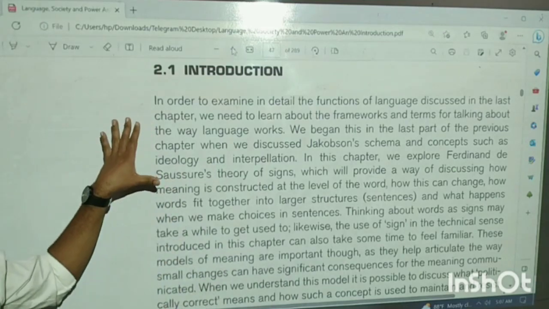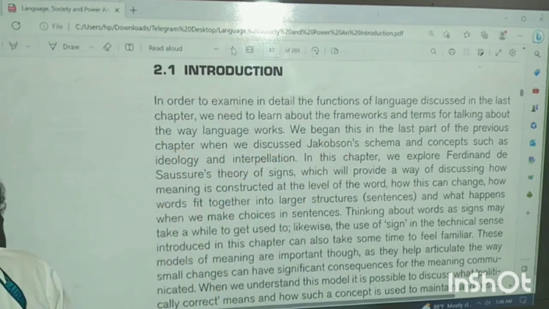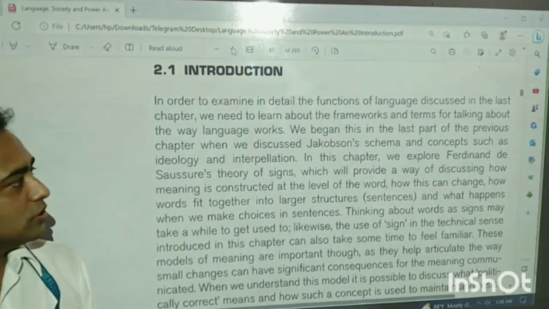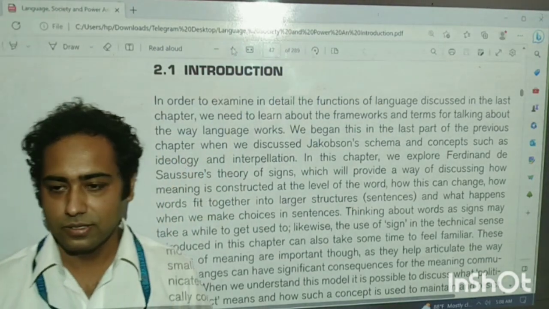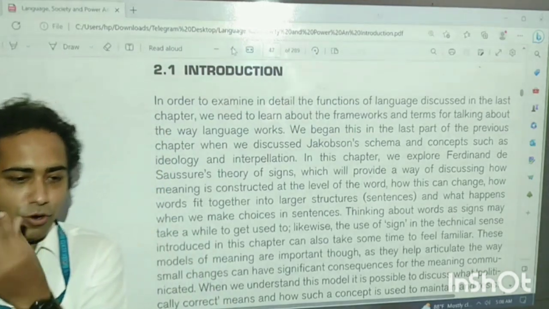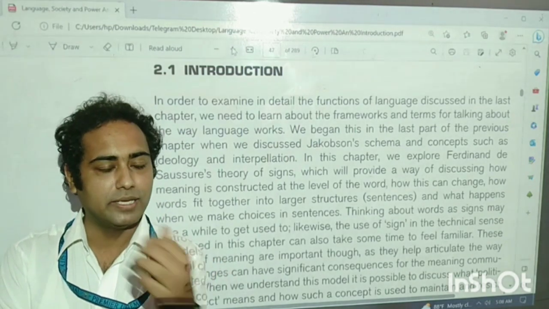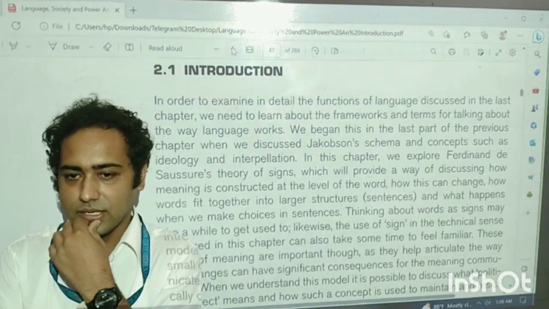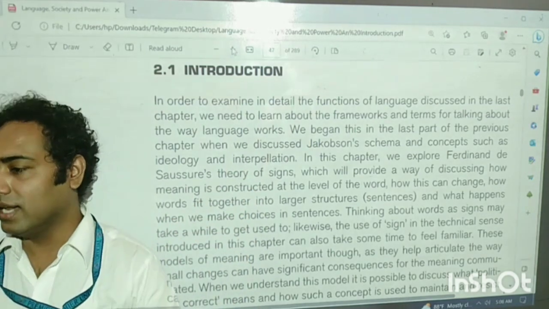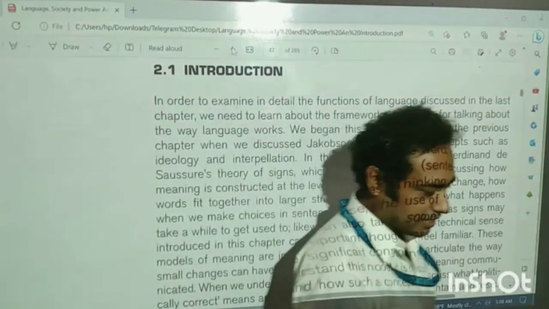Alright, in the introduction part, as you can see, in order to examine in detail the functions of language discussed in the last chapter, we have already finished it. We need to learn about the frameworks and terms for talking about the way language works. Very important: language function. There is a theory called form and function. You know the formula, but you don't know how to apply that. That's the technique. So the formula is that we are going to show you how to apply the language. This is the plan. With the introduction part, let's come to the next.